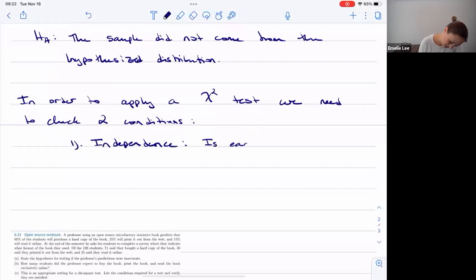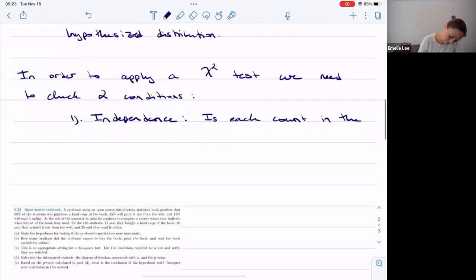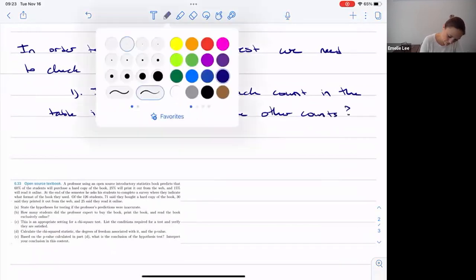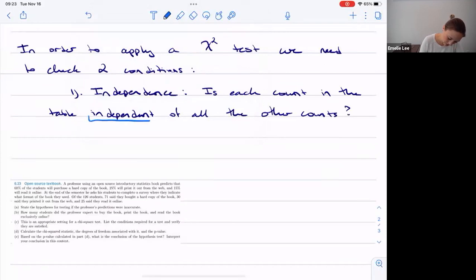Is each count in the table independent of all the other counts? Right, and so here, really what we're asking is, was the sample randomly selected?